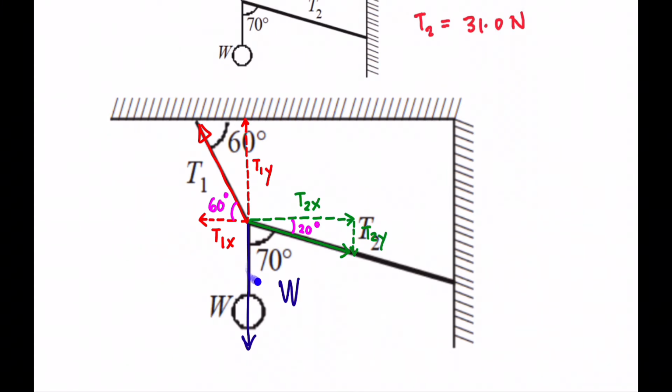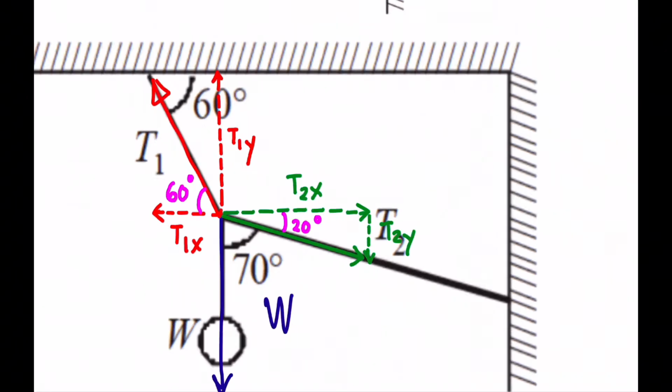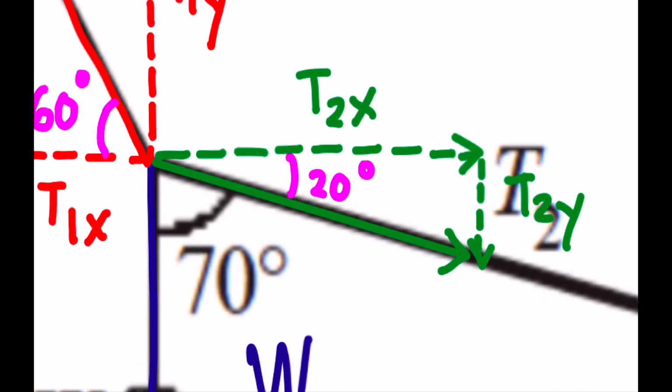Now if this is 70 degrees here, then this small angle that we have here should be 20 degrees, because this part here forms a right angle, and we know that a right angle has a measurement of 90. So if this is 70 right here, the other part should be 20.